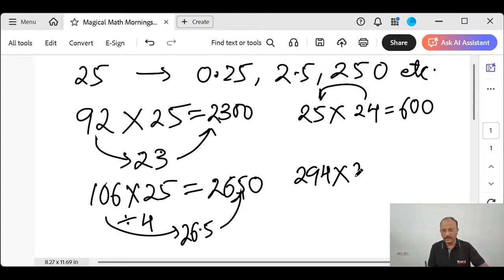294 into 25. Always while typing the answer 26.50, we have to think whenever we multiply 106 by a bigger number, it will always come greater than 106. It cannot come less than 106, correct? Like that, we can say that 26.5 may not be the correct answer.